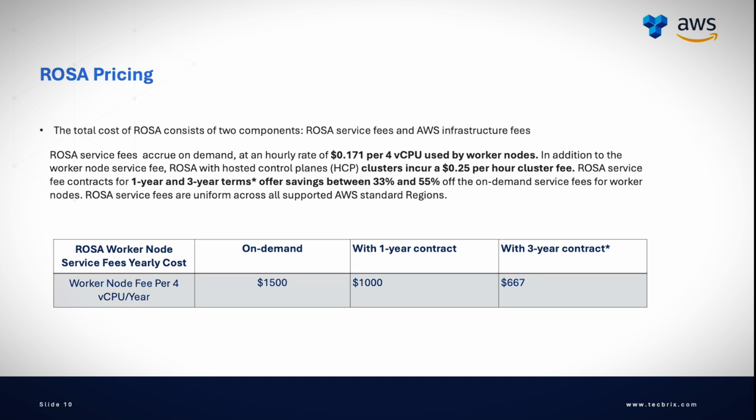On the other side, in terms of ROSA, we have two angles. One is a subscription, which is a contract, and the second is the infra cost. Infra, again, is the CPUs or the EC2 machines which you are running as part of the worker nodes. With ROSA, on-demand pricing is $1,500 per year for 4 weeks. And in case you go with 1-year or 3-year contracts, the cost is even reduced by 33% to 55%. These are not available everywhere, and you can even try it out with the help of the distributor or the local vendor.